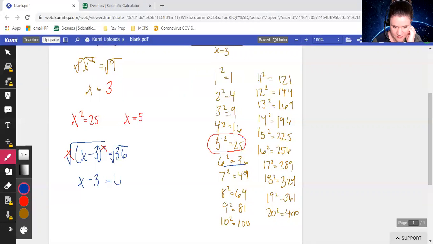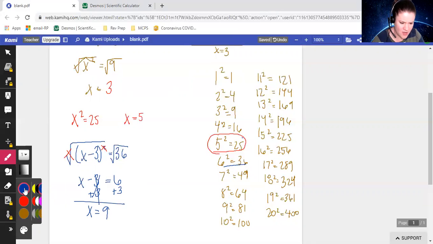That's 6, right? We want to solve for x. Now we have a one-step equation. We can just add 3 on both sides, and there we go. x equals 9. So basically, if you see that square, you're taking the square root of it. That's step 1. If you have more questions why, please let me know.